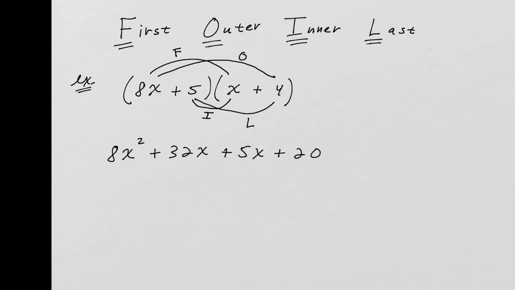And then the only other thing you have to do is combine like terms. So in this case, I have 32x plus 5x, right? I can combine those. So my answer is going to be 8x squared, and then 32x plus 5x is plus 37x, and then plus 20.